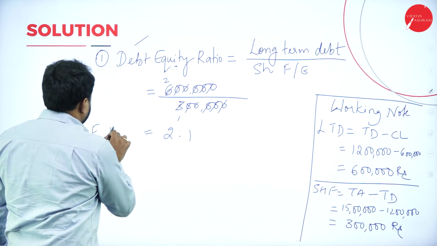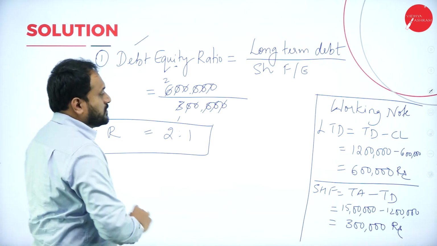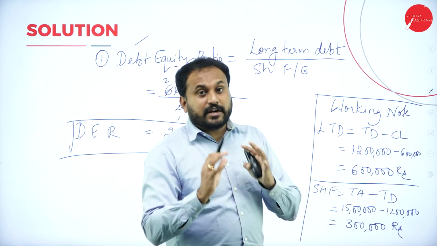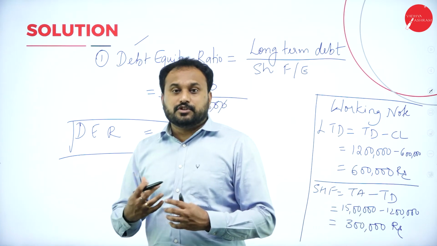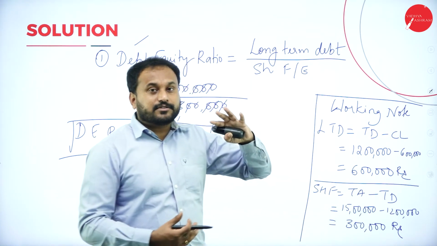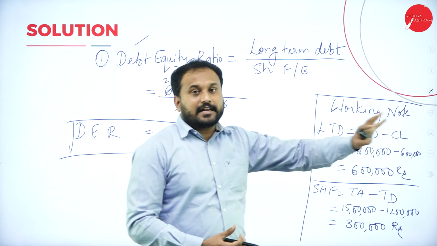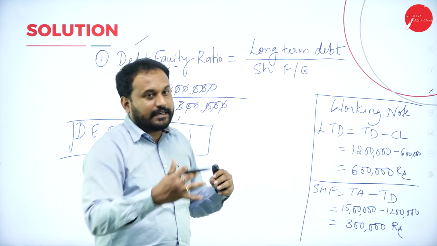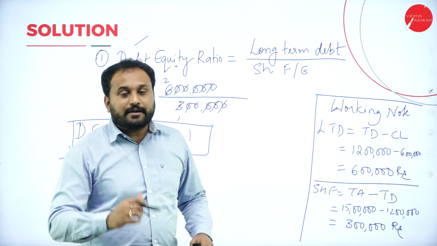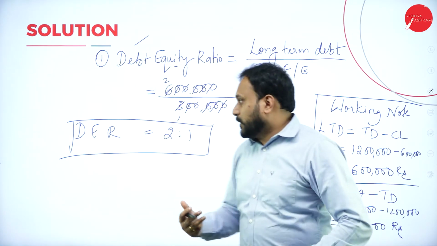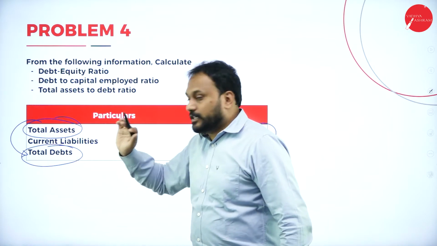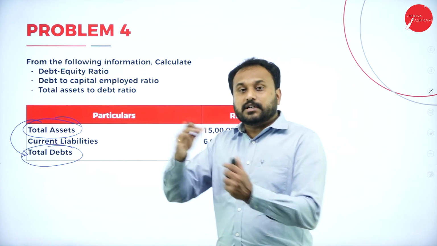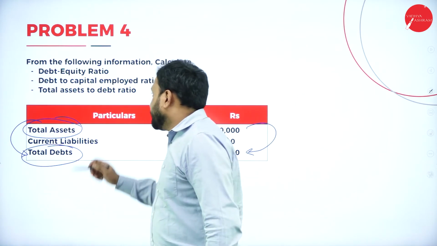Debt equity ratio. You got your mark. So the working note, you got it. Whenever you don't get the proper information, you are supposed to analyze that. What is your long-term debt? Long-term debt is equal to total debt minus current liability. You subtract the current liability from the total debt, then you will get long-term debt. Next is shareholders fund. You have only these 3 items here, right? Total asset, current liability, total debt. So your shareholders fund is total asset minus total debt. So the first one is done.